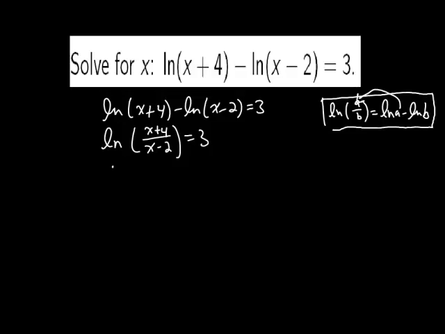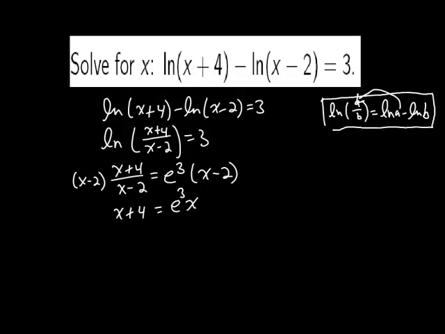And now I'm set up to use my definition of logarithms. So x plus 4 over x minus 2 equals e to the 3rd. Okay? And now something very fundamental. Anytime you have a variable in a denominator, you need to multiply both sides by that denominator to get the variable out of the denominator. We'll multiply both sides by x minus 2. So they cancel on the left side, and I'm left with x plus 4 equals e to the 3rd times x minus 2 times e to the 3rd.